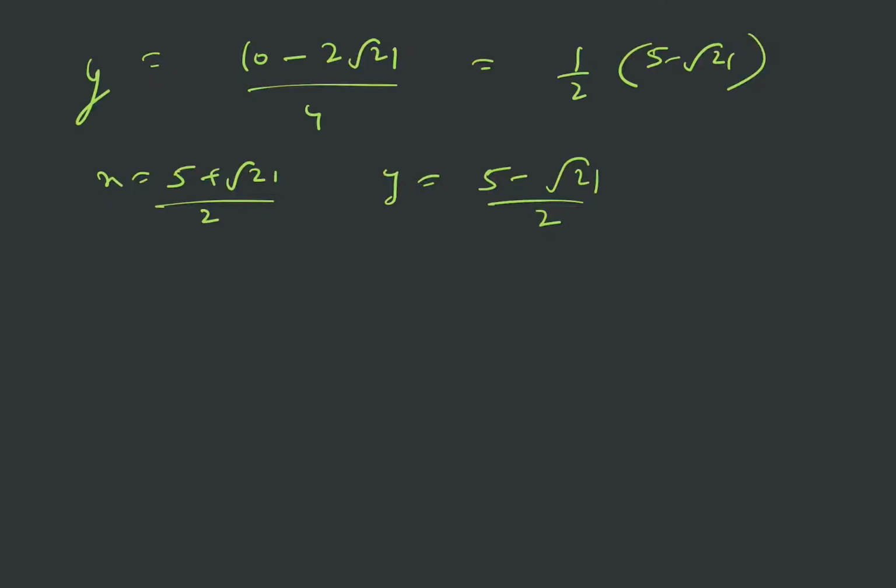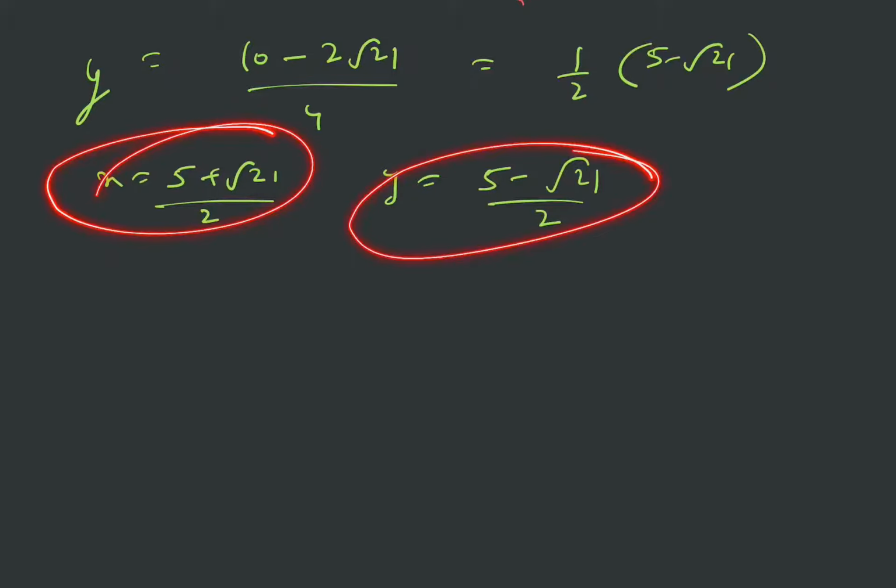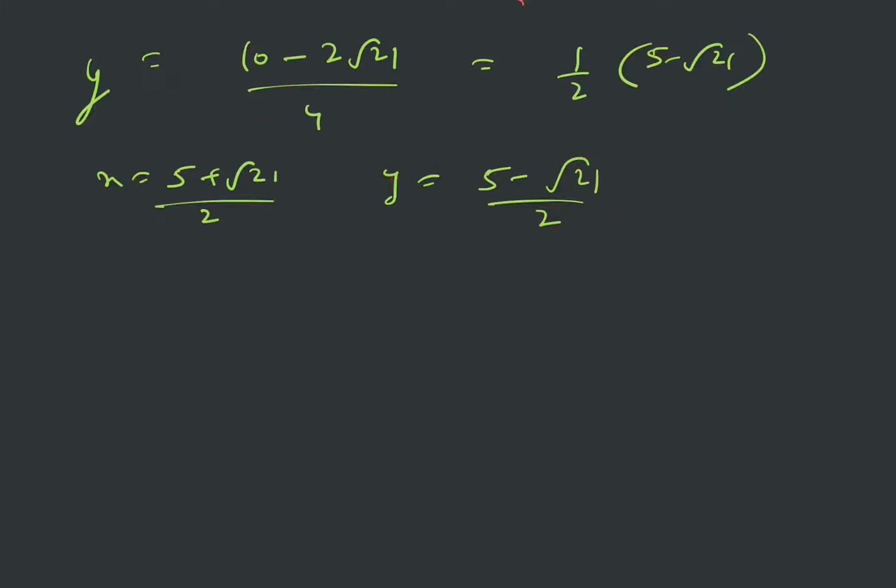right? So you can see that these two are conjugate pairs, 5 plus root 21 and 5 minus root 21. These two are conjugate numbers. This is very important here, so try to observe carefully. We know that if we have two conjugate surds, on adding and multiplication we get a rational number. So then x plus y will be what? 5 plus root 21 plus 5 minus root 21 by 2. So that will be 5.